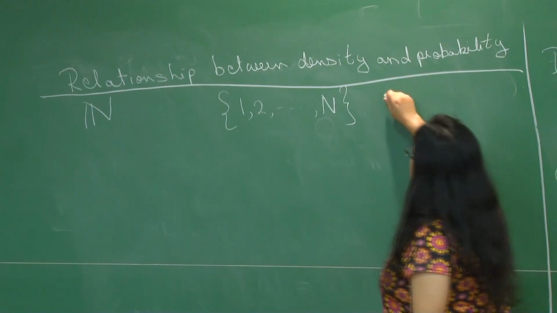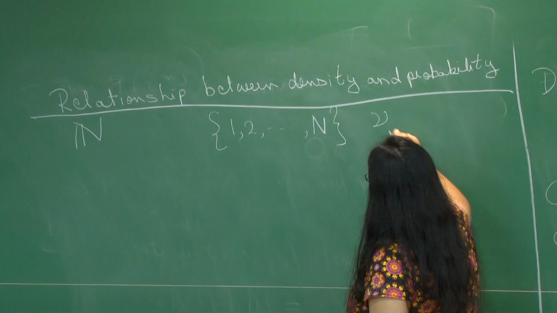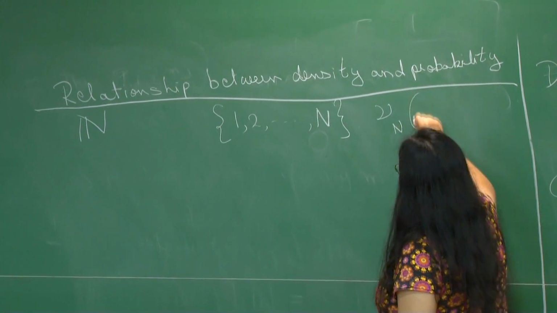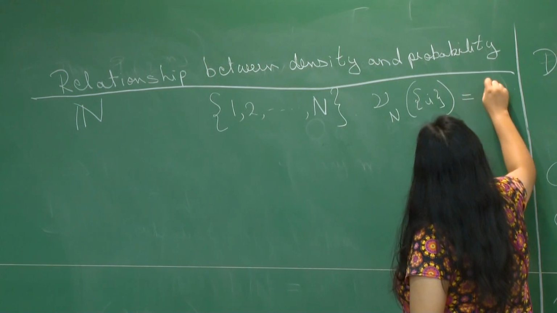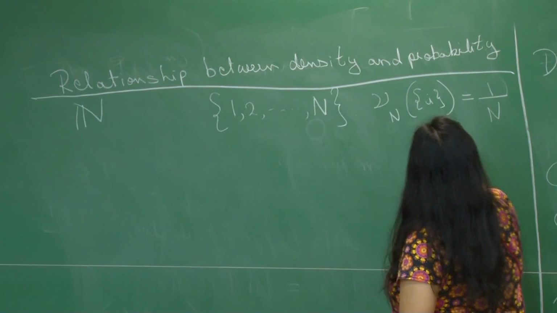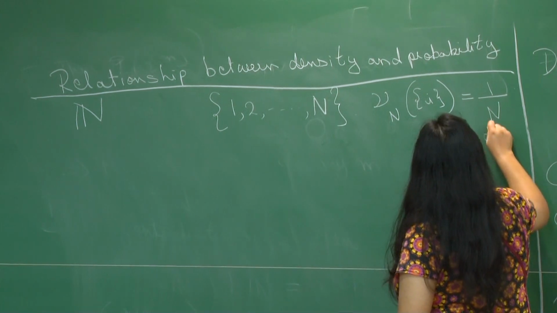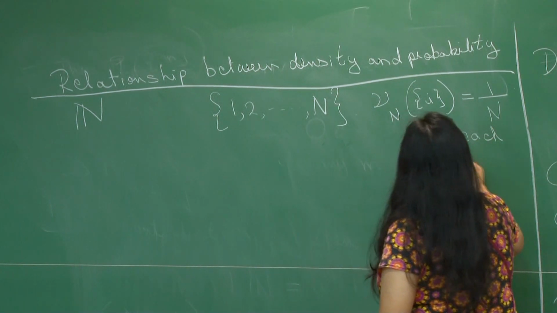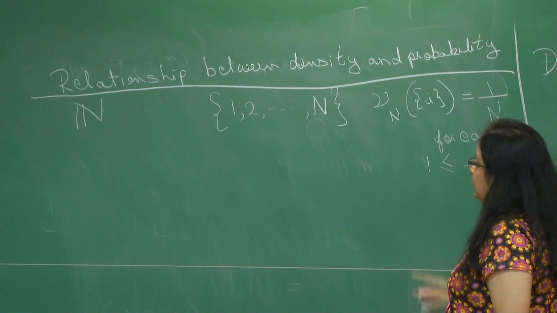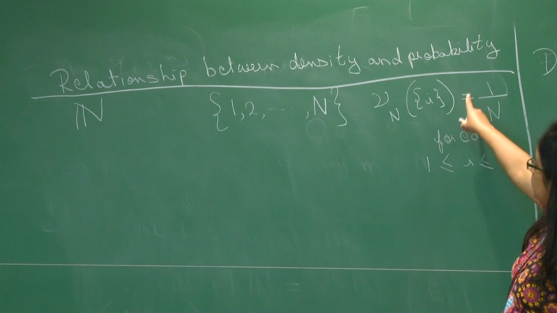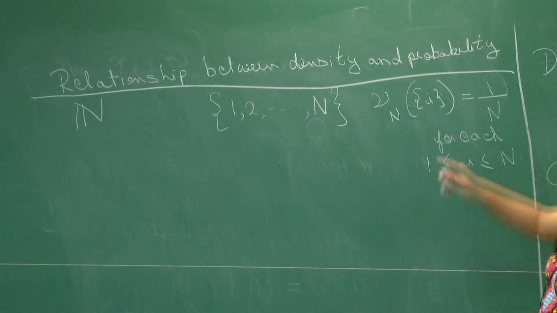We call that mu sub n. So, mu sub n of each i is exactly equal to 1 by n for each i. Let us now induce a probability on the set of all natural numbers using this.